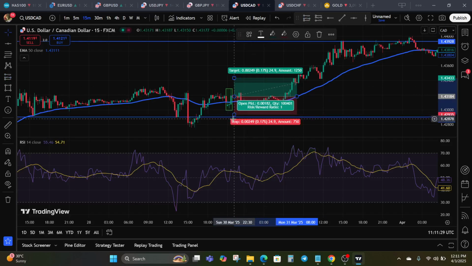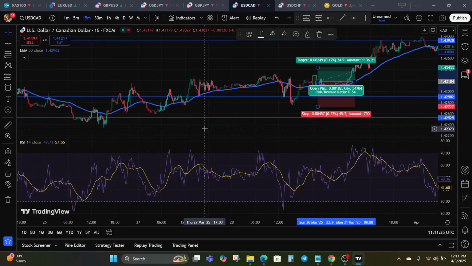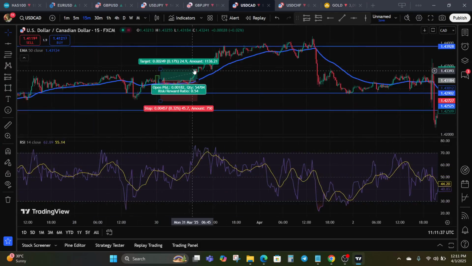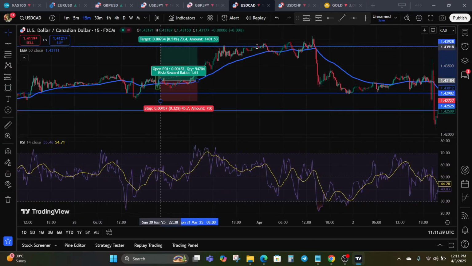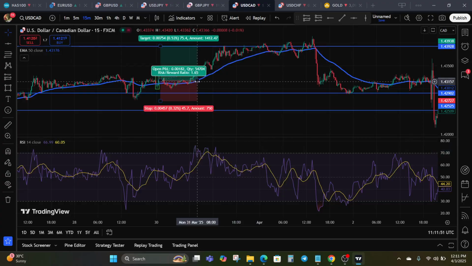When you do that, you can set your stop loss below the support level. Then your take profit, you can set it at the nearest resistance level, or when the RSI reaches the overbought territory. You can decide to exit when the RSI reaches the overbought territory.